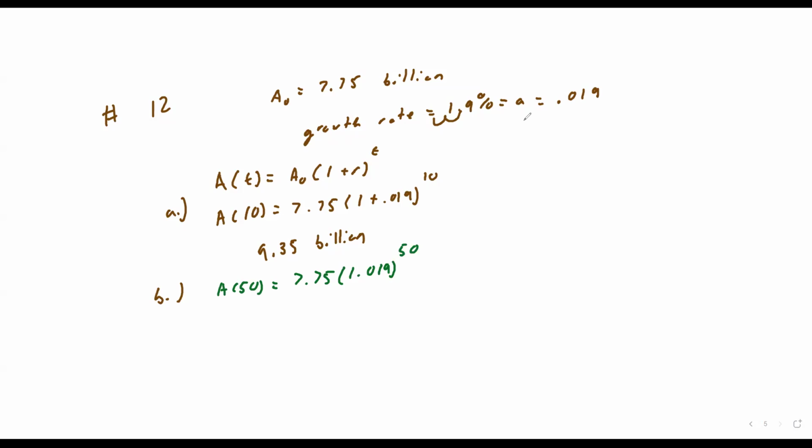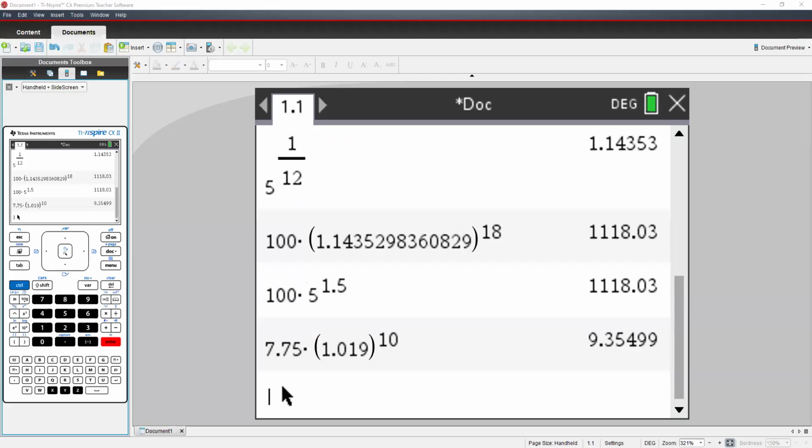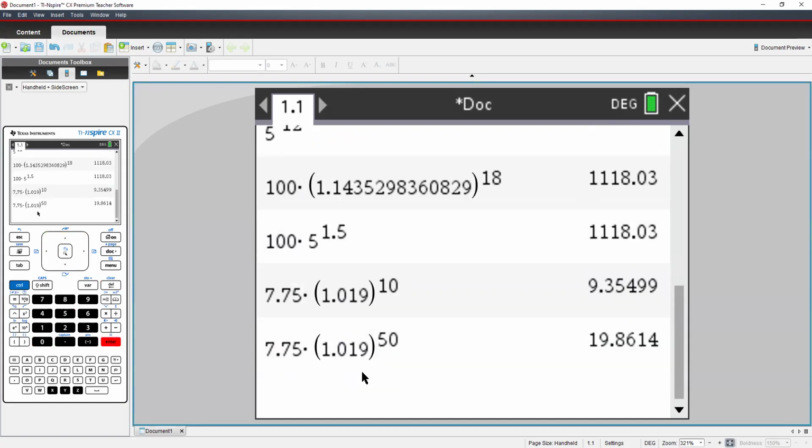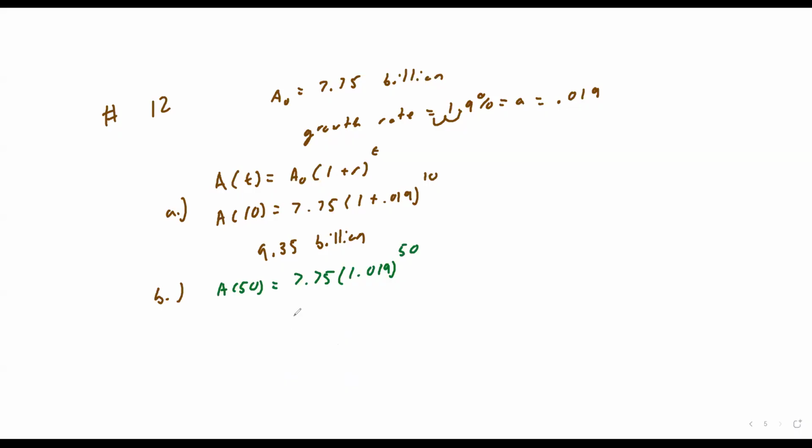So again, I'm just going to come back over here, and I'm just going to copy it so I don't have to retype it and then turn it into a 50. And there's my answer there. So that's going to be, again, the rounding to the hundreds place. So that's going to be 19.86 billion people. All right, so that's kind of how you do those. This is basically when you're adding or subtracting a rate from your 1, which would be that whole amount.